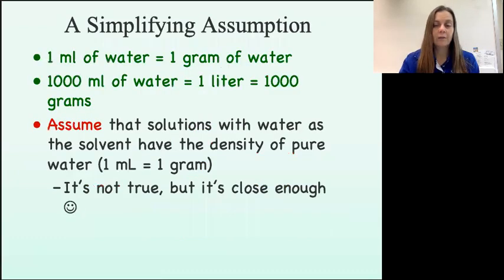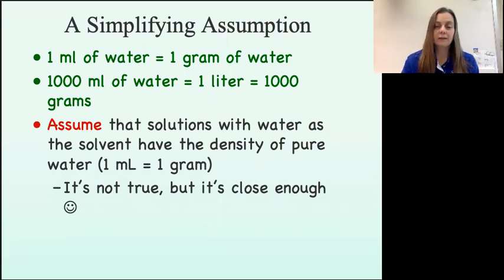We'll talk about this simplifying assumption that we're going to make. So when we are calculating solutions, we frequently make the simplifying assumption that 1 milliliter of water is equal to a gram of water, which is true at certain temperatures, but not true all the time. But again, close enough. That means that 1,000 milliliters of water is equal to 1,000 grams, or a liter equals 1,000 grams. So we're going to assume that solutions with water as the solvent have the same density as pure water. So 1 milliliter equals 1 gram. Now, is that actually true? Not really, but it's going to be close enough for our purposes.